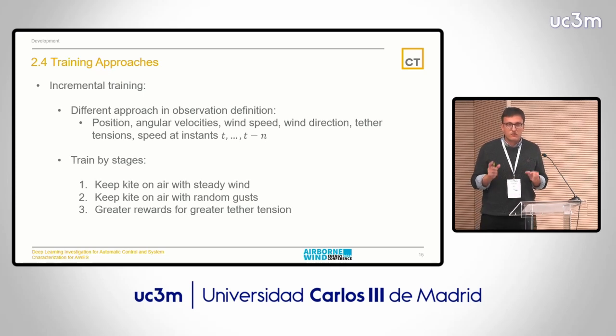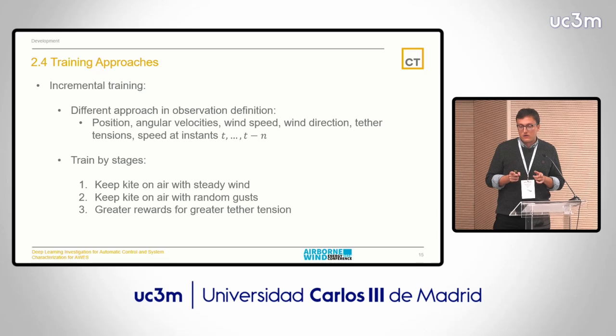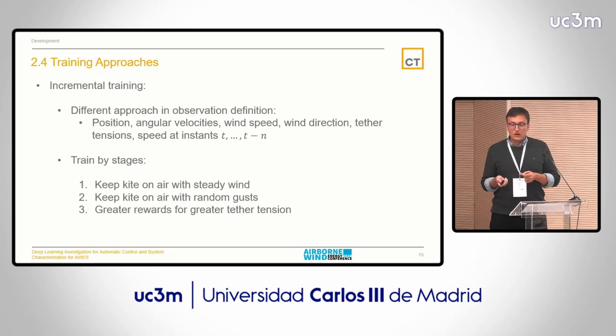So we established an incremental training approach and also changed the states that were fed to the agent. Here, the agent knows at any time where it is, the angular velocities, wind speed, wind direction, acceleration, and speeds at instant t and at some other instants in the past, so it can infer the dynamics as we saw in the data-driven model. As for the learning approach, we started with something simple and then built up from there. The first thing a kite has to do is stay in the air, right?